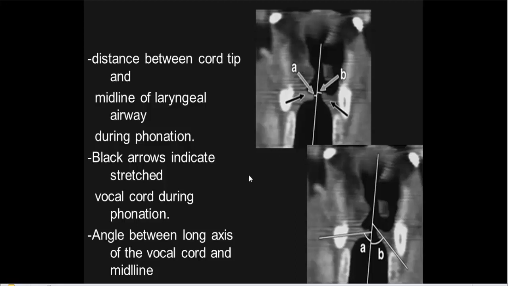This indicates a stretched vocal cord during phonation. The angle between the long axis of the vocal cord and the midline is very important. This is the angle between the midline present in the airway and the tip of the vocal cord.